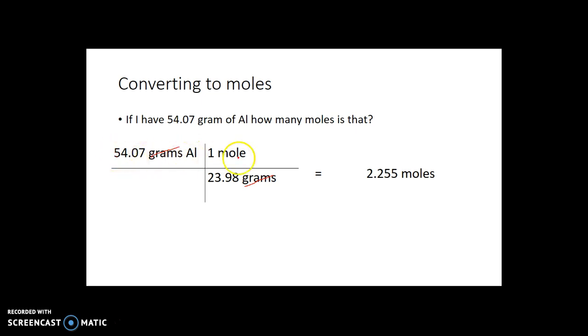I multiply across the top. I multiply across the bottom. So basically I'm taking 54.07, dividing it by 23.98, and I end up getting a value of 2.255 moles. I went with 4 significant figures because that's how many significant figures both of my numbers have, and we were multiplying here.